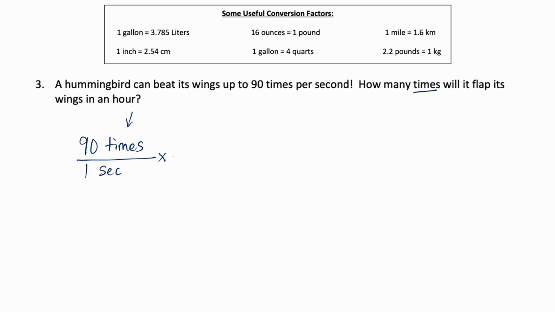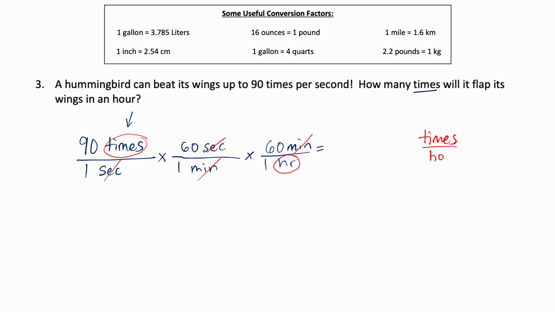So in order to get seconds to hours, let's first go seconds to minutes. We know from our previous that in 1 minute, we have 60 seconds. And then in 1 hour, we have 60 minutes. So now you can see that our seconds are going to cancel each other out. Our minutes are going to cancel each other out. And now our unit that we're left with is times per hour, which is exactly what it's talking about. So times per hour. So now, again, everything on the bottom is 1. So all we're doing is multiplying.